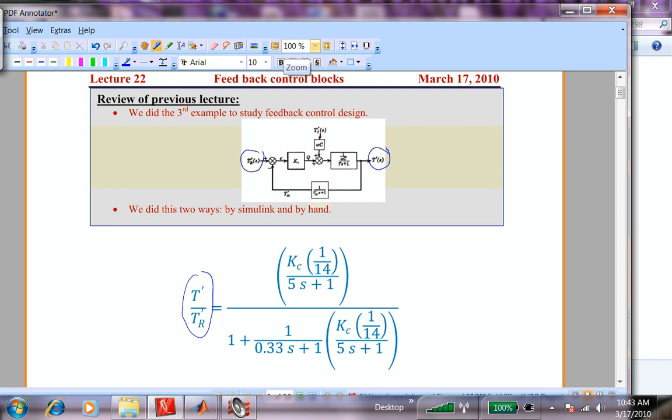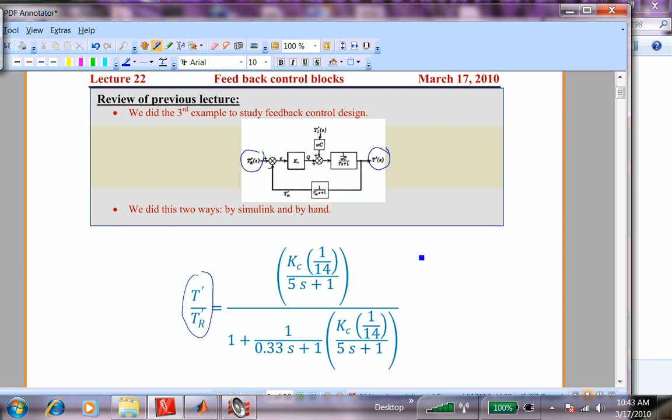You see both of them. So this is the relationship between the output and the input, and the right-hand side contains information from every block. In general, there is a rule for these things: in the numerator, you will have all the transfer functions in the open loop part, the forward part, and in the denominator, you'll have 1 plus the entire thing plus the transfer function that is in the feedback part.